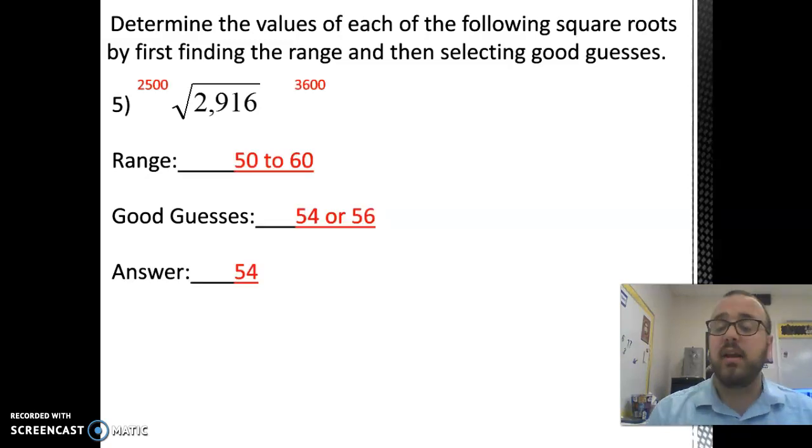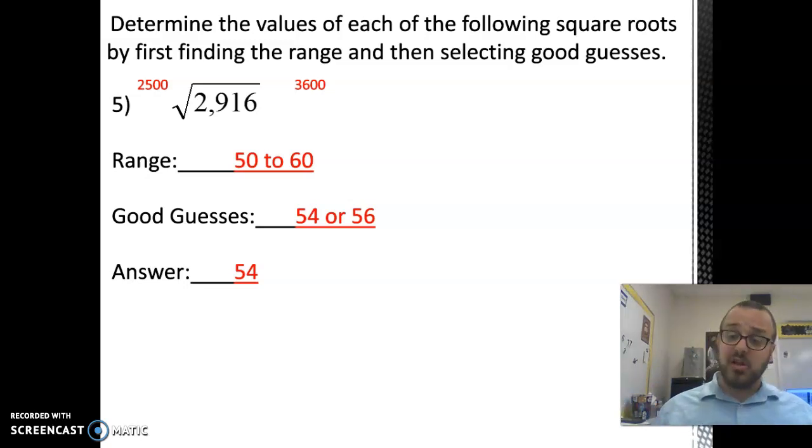All right, taking a look at our answer here, I have 2,500 as my perfect square below, 3,600 as my perfect square above. That means that the answer is going to be somewhere between 50 and 60. I know that the two numbers that when I multiply end in 6 are 54 and 56. 2,916 is closer to 2,500 than it is to 3,600, so 54 must be my answer because that's closer to the 50 than the 60, all right?